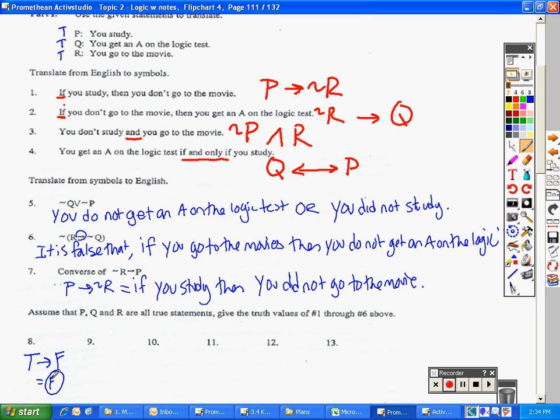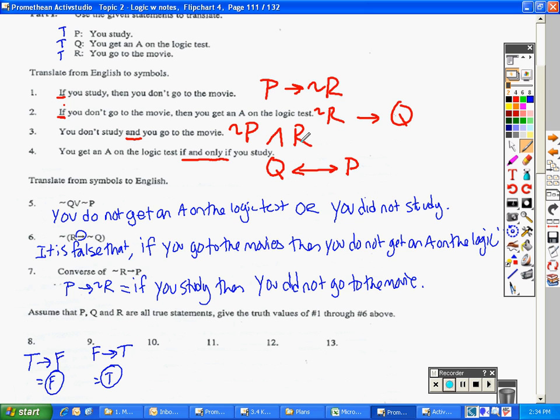All right, number 9. We have not R, the opposite of R, arrow, Q. If R starts out as true, not R is false. Arrow, Q, which is true. The rule for the arrow is T, arrow, F. This is not the rule, so it has a different conclusion. It's true.